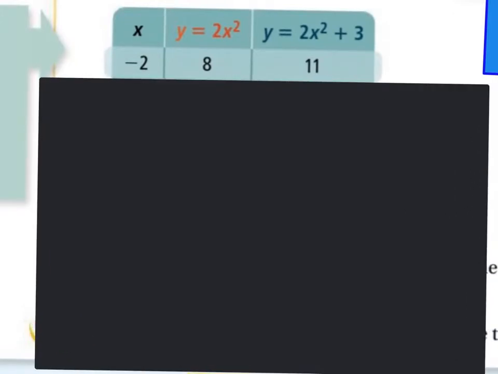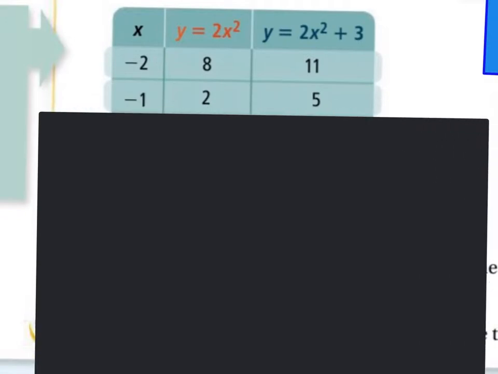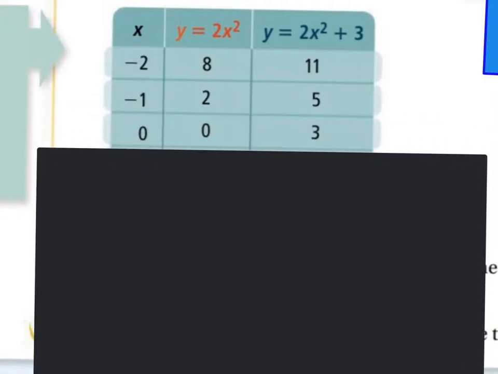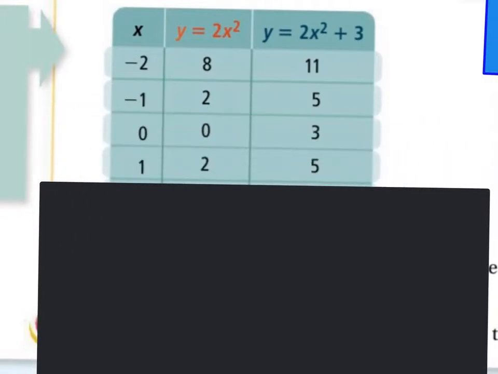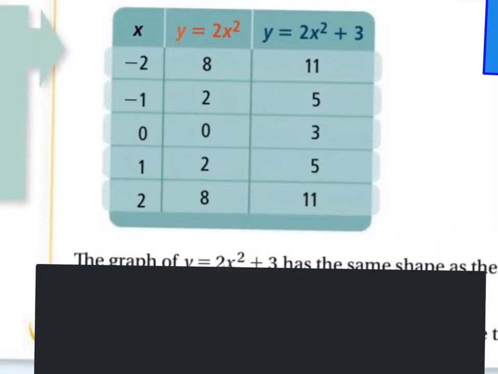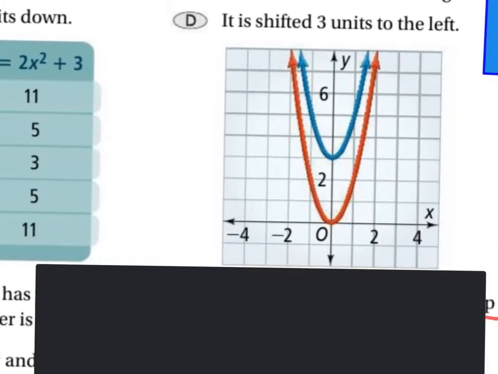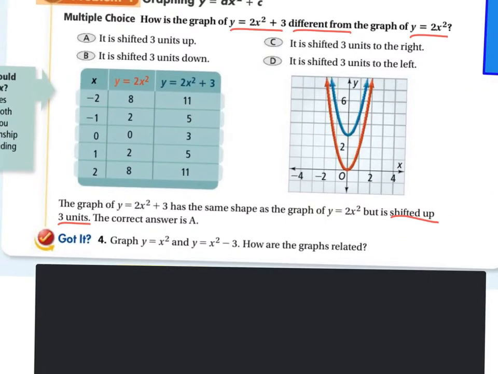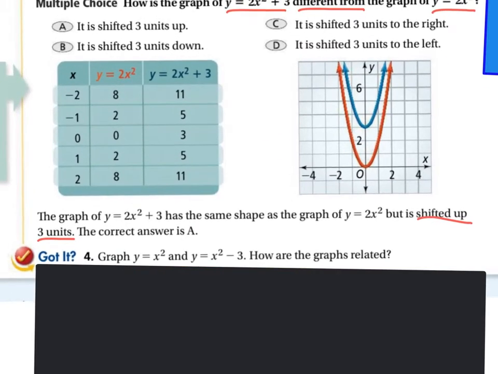Okay, look at the table. One of them had a y value of 8. The other one, for the same x value, had a y value of 11. It's just 3 more. We had 2 and 5, 0 and 3, 2 and 5, 8 and 11. So the y values were always 3 more for the one. And so that's what's happening here, it's shifting it up 3 units.